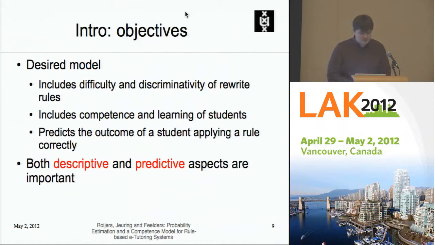So, the model we wanted to create will include the following things. We want to provide the information about difficulty and discriminativity and competence in learning. And we also want it to be a predictive model, which is mainly important for the teaching strategy. It's like, what is the chance that an exercise will be done correctly by a student? Why? Well, usually because you don't want to frustrate them by giving only exercises that are way too difficult. And you don't want to bore them either by giving exercises that are too easy. So there needs to be a balance between that. So we want a model that is both descriptive and predictive. That is the basis we started from.